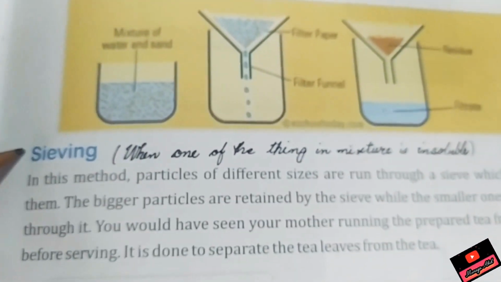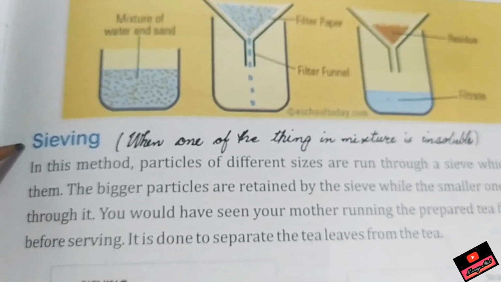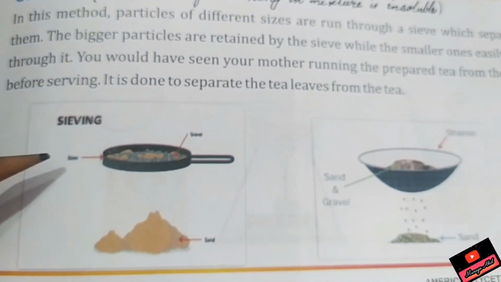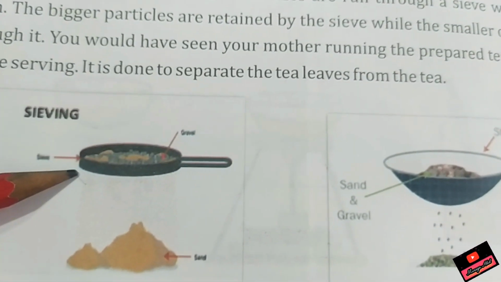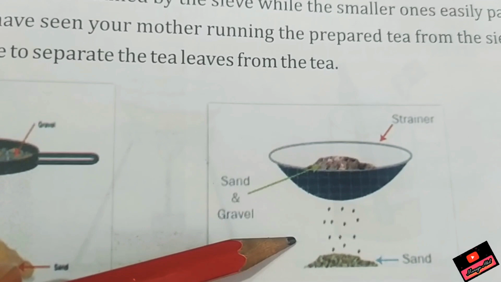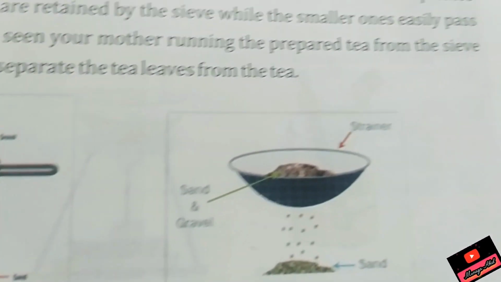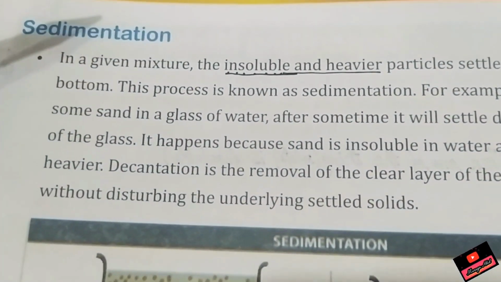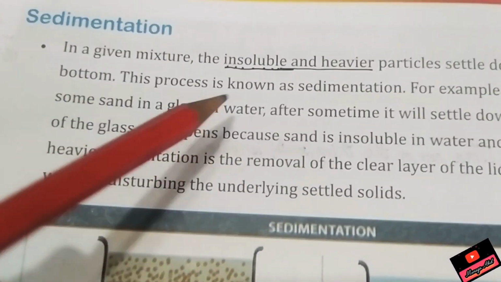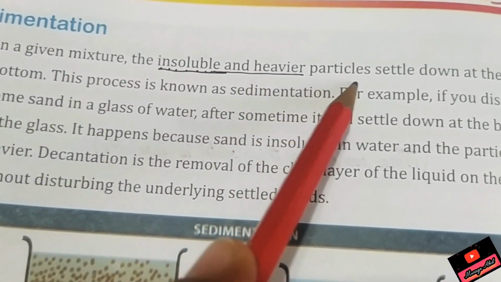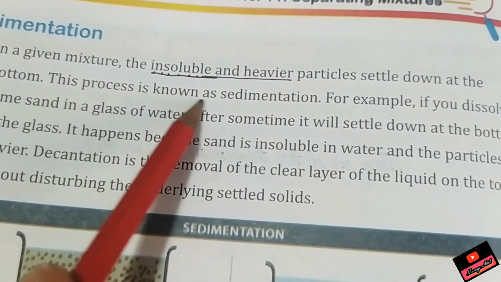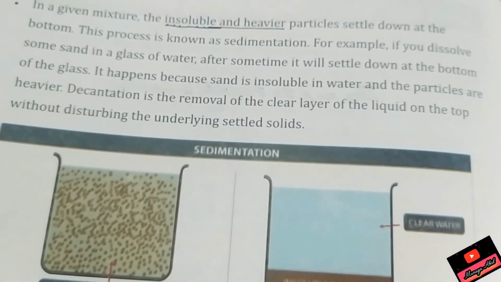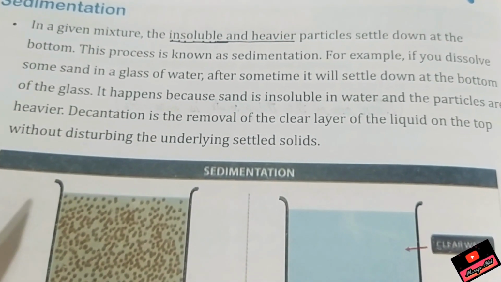Second method is sieving. When one of the things in the mixture is insoluble, then we can use a strainer or the sieving process as well. So the third type is sedimentation. This is also called decantation. When the given mixture has insoluble and heavier particles, they can be settled down by leaving it. This process is known as sedimentation.